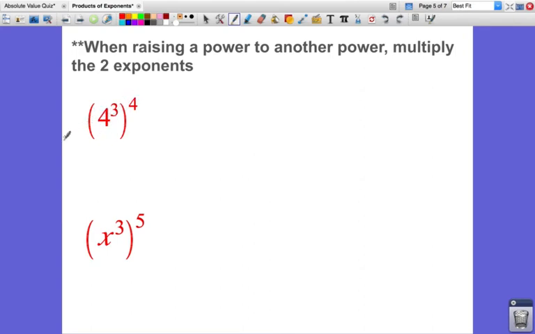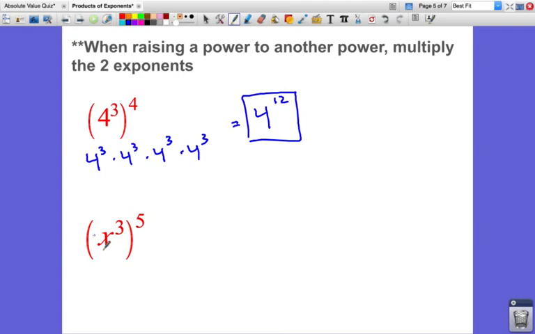So I'm taking my base and multiplying it 4 times. So really this is 4 to the third times 4 to the third times 4 to the third times 4 to the third. Well, all of these expand out to 3 different 4s. 3 4s, 3 4s, 3 4s. So I have that 4 times. So 3 times 4 is 12. This is just 4 to the 12th. And if I were to add these up as we learned earlier, this is 3 plus 3 plus 3 plus 3, which is 12. So 4 to the 12th.